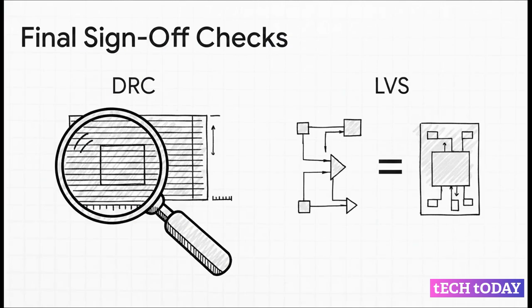There are two absolutely non-negotiable checks here. First is the design rule check, or DRC. The factory has literally thousands of rules about things like how wide a wire can be or how close two things can get, and the DRC tool checks every single one. The second is layout versus schematic, or LVS. This one confirms that the physical city we just built is an exact electrical match to the original blueprint. No mistakes are allowed, period.